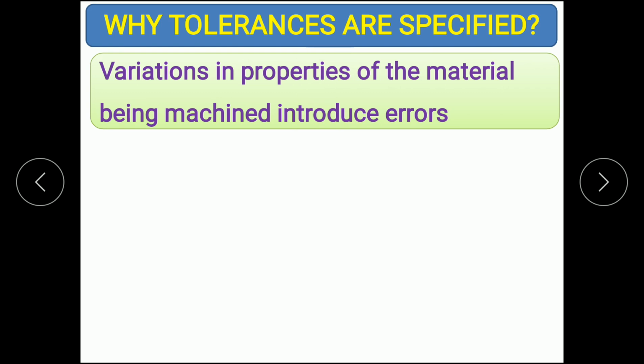Next, first of all, why are tolerances specified? Otherwise, why do we need to provide tolerances?